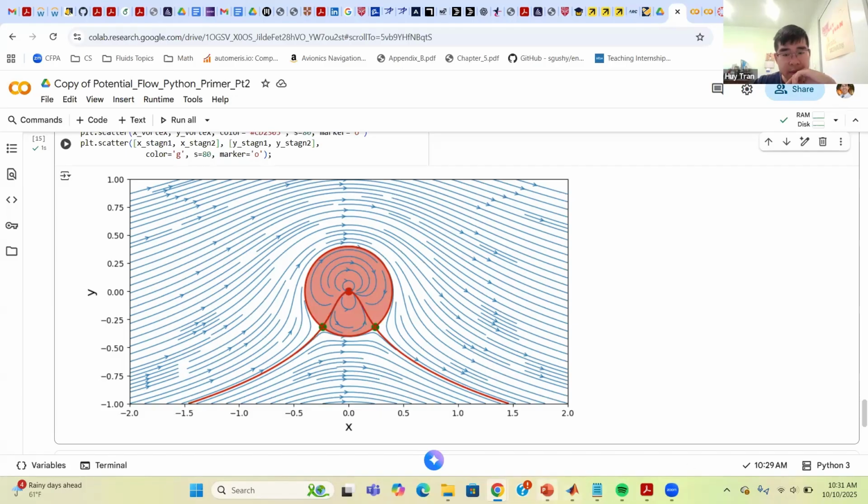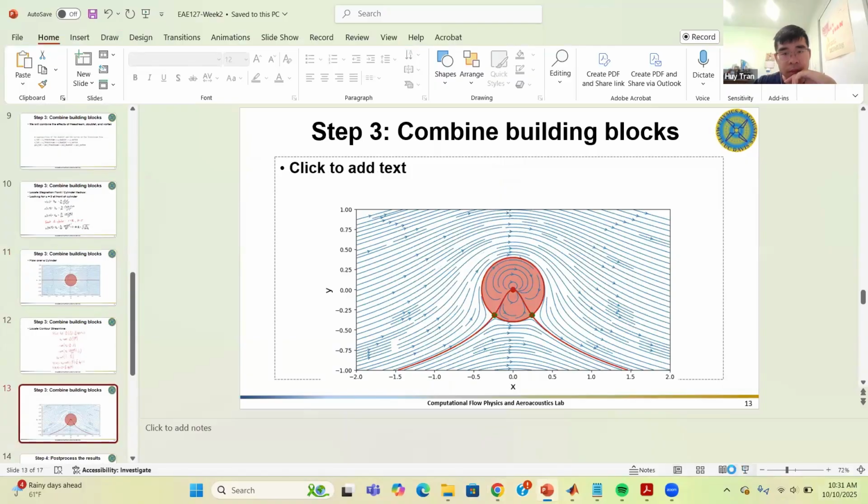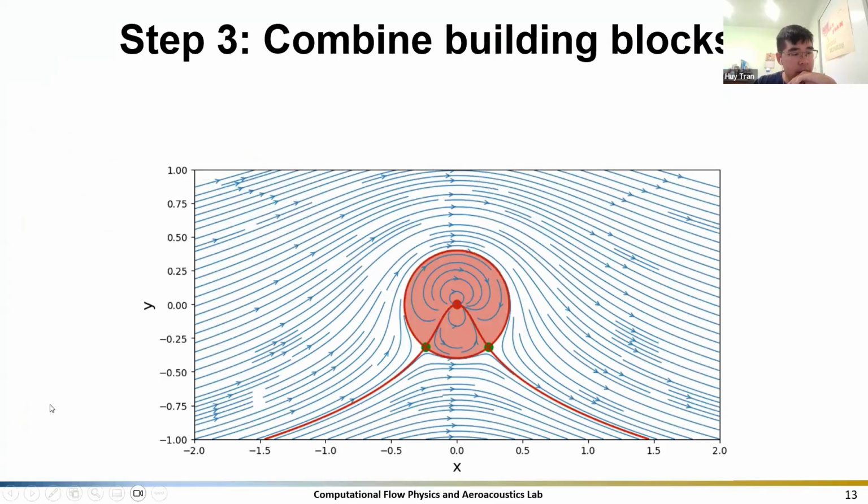Maybe I'll show my slides. Okay. So once again, the cylinder is rotating in a clockwise fashion because of the vortex. Remember, without the vortex, the free stream velocity would just be going like this, from left to right.